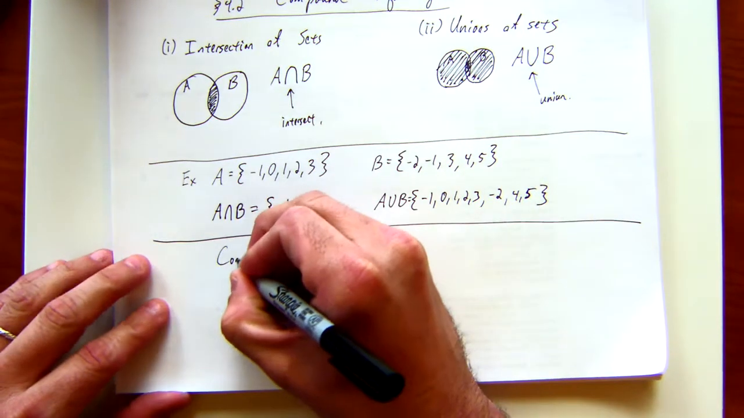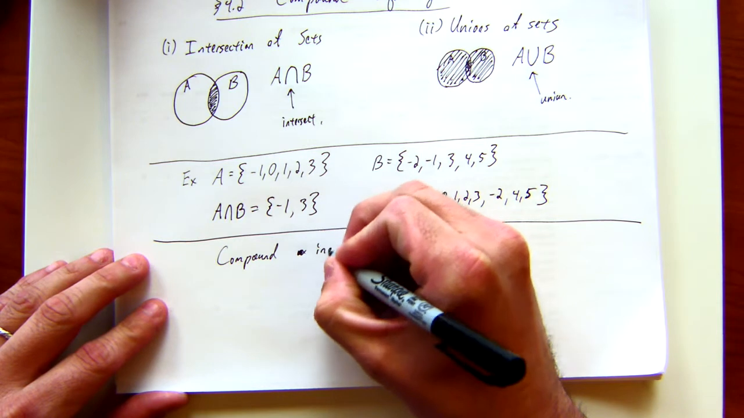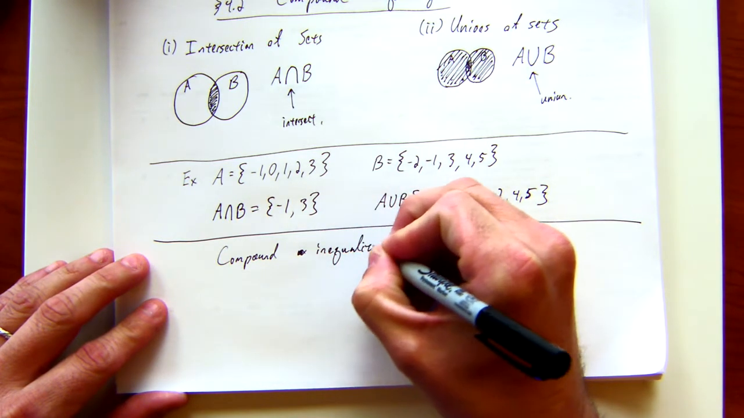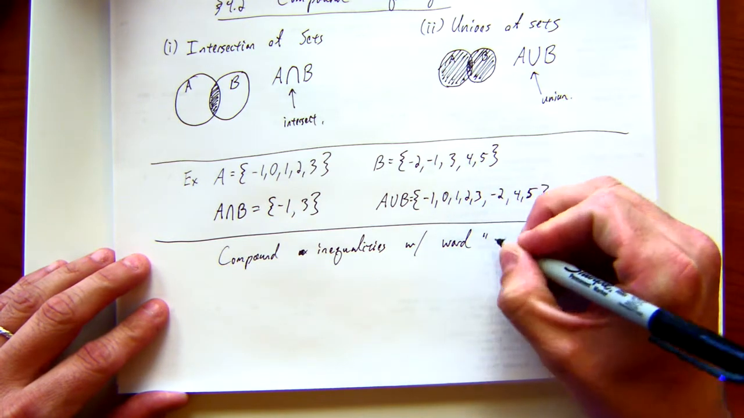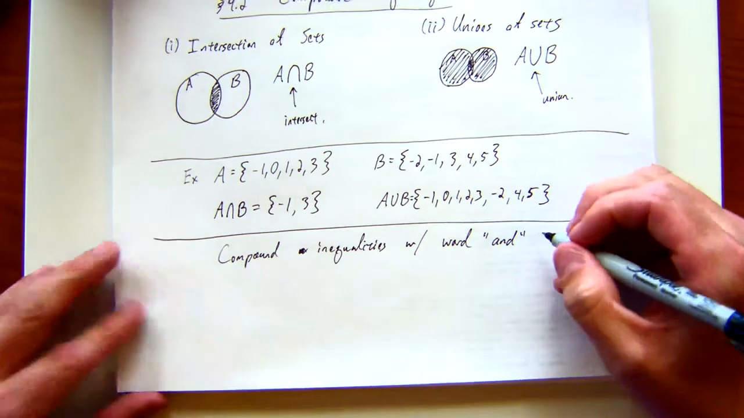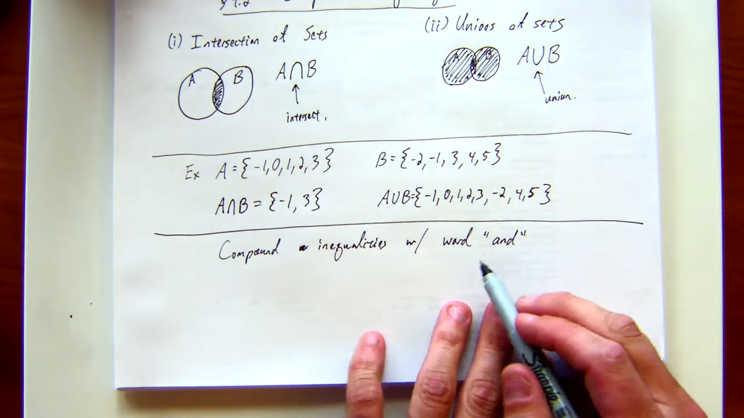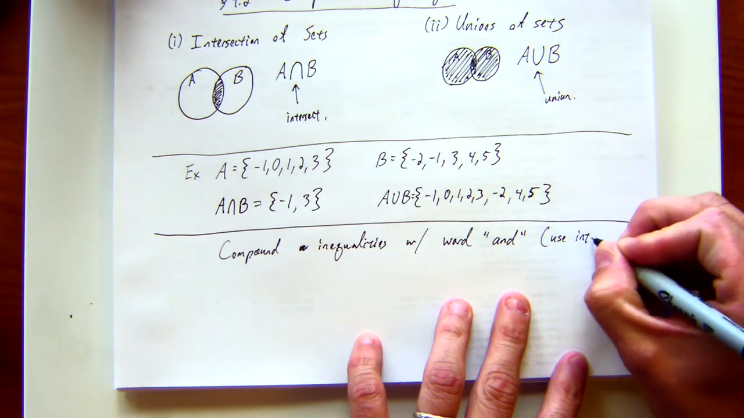Inequalities with the word and. Okay? Whenever we have a compound inequality connected by the word and, we're going to use intersection.